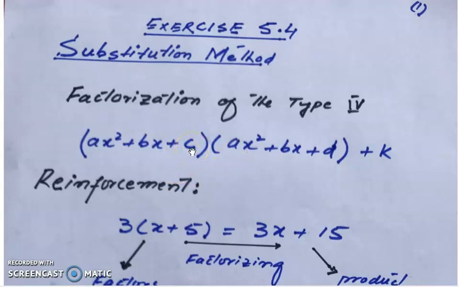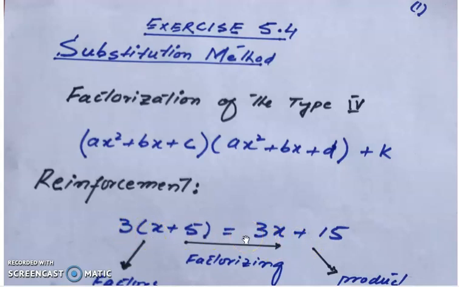As we know, an algebraic expression can also be expressed in the form of its factors. As in this example, we are given an algebraic expression. See, we are factorizing it. Here are the two factors and this is the product of it.